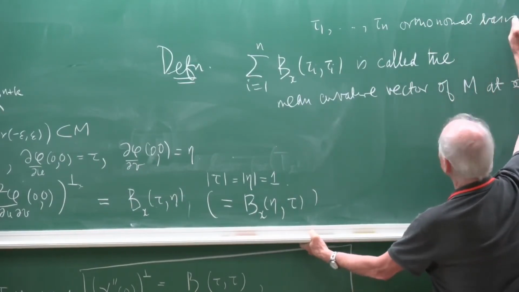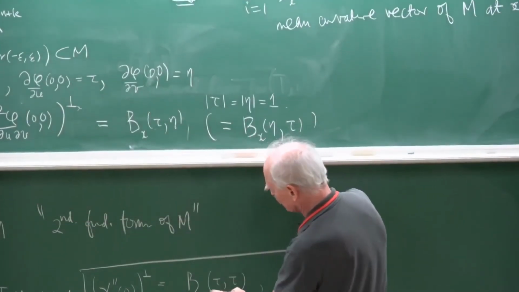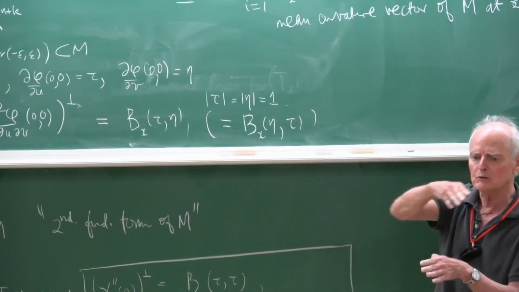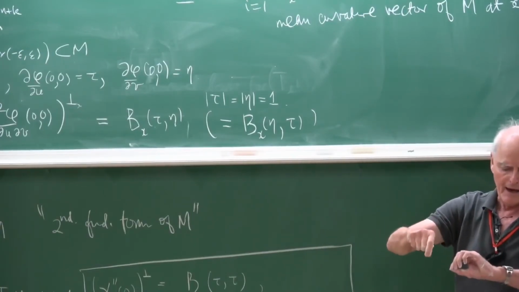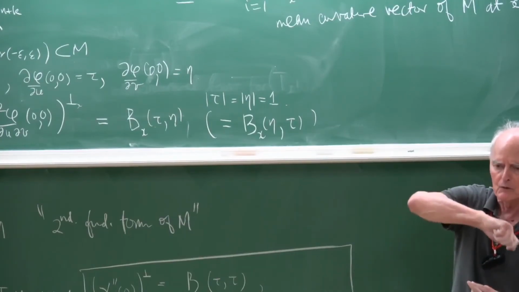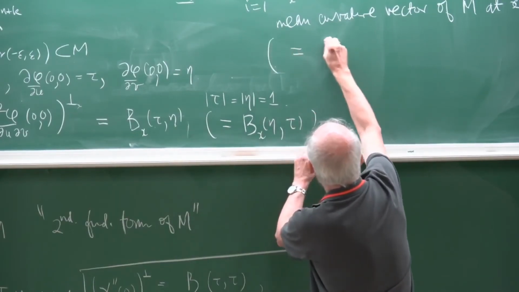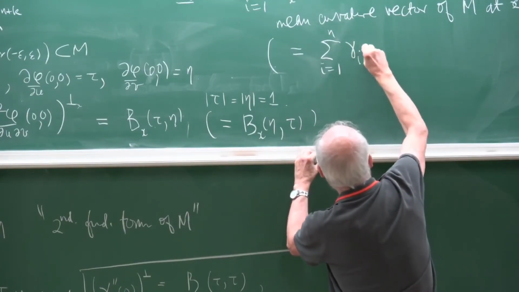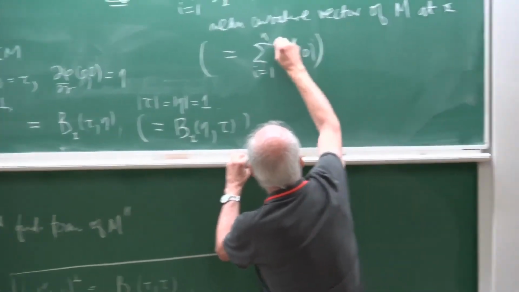Now notice that we can interpret that geometrically too. Go back to our formula. It means that you take n mutually orthogonal curves passing through the point x_0, and then you take the average of the normal curvatures of those. You take the sum of the normal curvatures of those. So this is equal to the sum i equals 1 up to n of γ_i double prime at 0, perp.